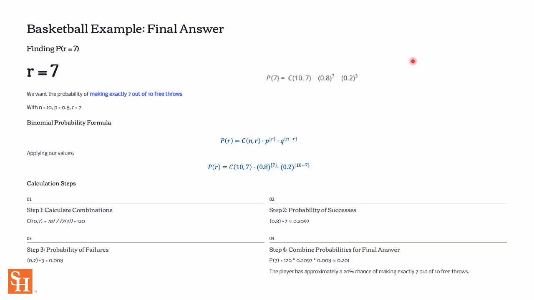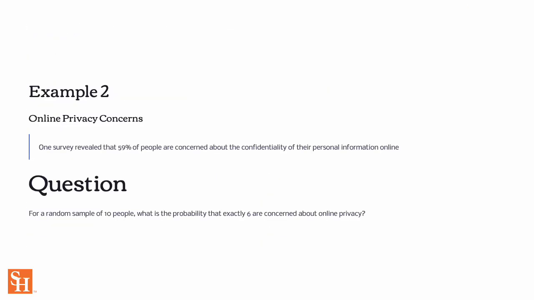I think now it is clear to all of you how we can apply binomial probability distribution to get the solution for different real world problems, right? Let us look into another problem. One survey revealed that 59% of the people are concerned about the confidentiality of their information online. So now our question is, for a random sample of 10 people, what is the probability that exactly 6 are concerned about online privacy? So in that case, our probability is 59%.